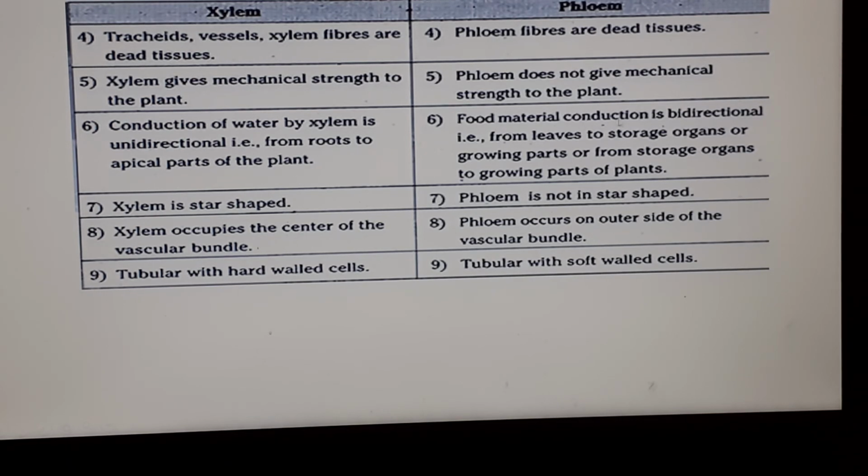Whereas food material conduction is bidirectional, that is from leaves to storage organs or growing parts, or from storage organs to growing parts of the plants. This is called bidirectional. Next one, xylem is star shaped, whereas phloem is not star shaped. Xylem occupies the center of the vascular bundle, while phloem occupies the outer side of the vascular bundle. Xylem is tubular with hard walled cells, phloem is tubular with soft walled cells. These are the differences between xylem and phloem.